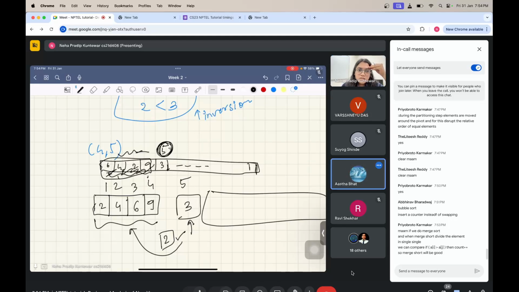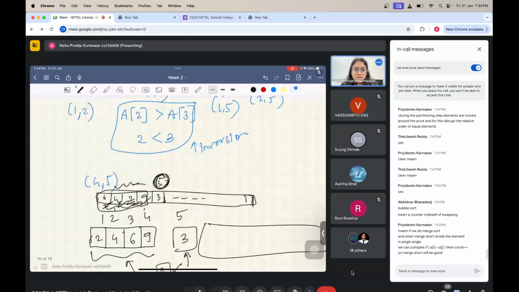Yes. I just had an idea, I'm not sure if it's correct or wrong. In this question, as we have to just write a program to count the number of inversions, right? Can't we just put a condition where if i is less than j and this one is true, then just put a counter to increment? Yes, of course you can do that.